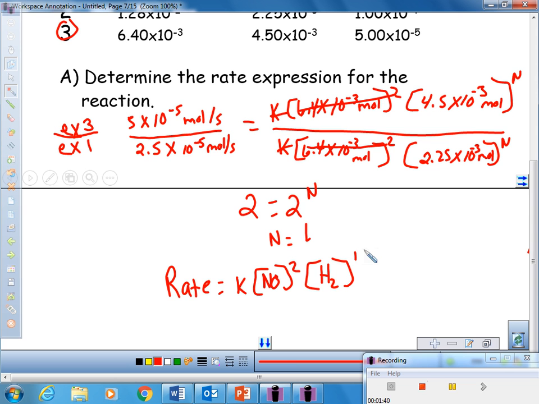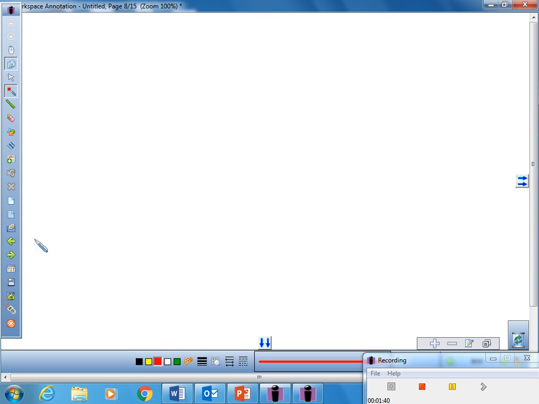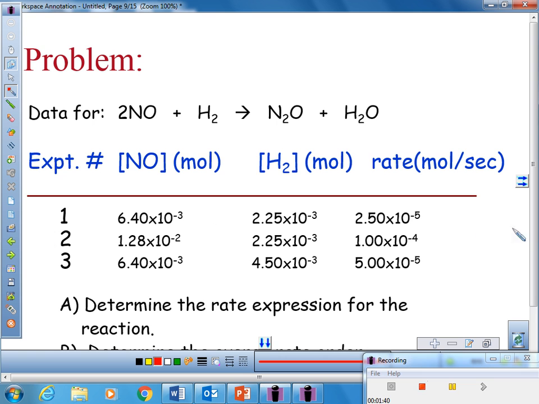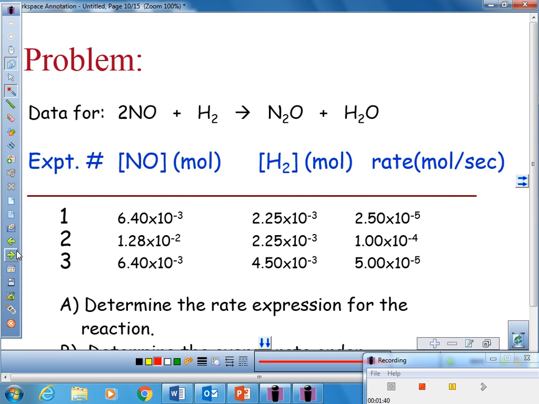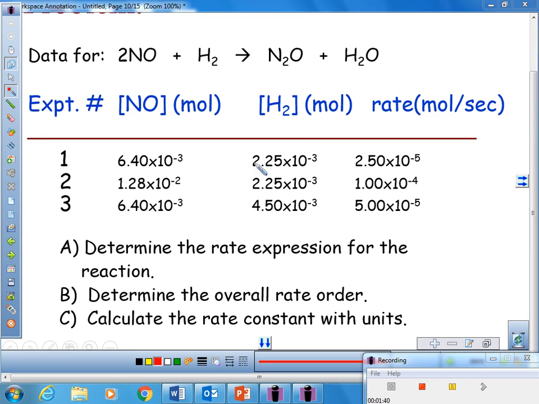And so what would the overall order be? The overall order, that's a really hard question. The overall order is 2 plus 1, so that gets us an overall order of 3. That overall order will mean something to us when we start doing half-life problems. And then to solve for K, we pick any experiment. Again, I suggest experiment number 1. You're going to just plug into that expression, and you're going to solve for your K.